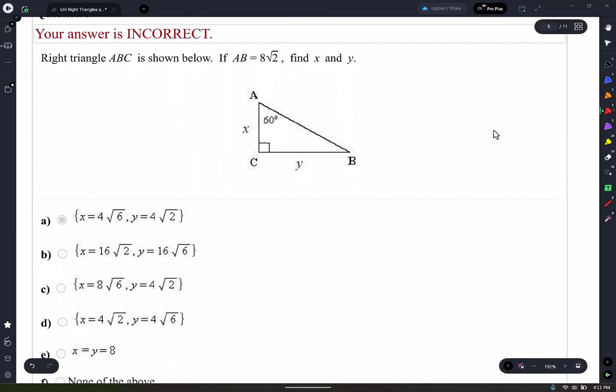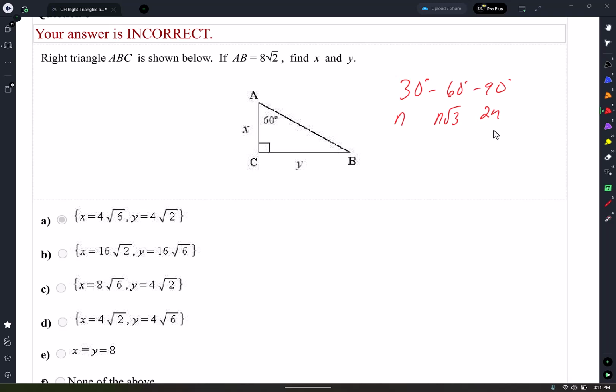All right, here we go. Again, 30, 60, 90 triangle. I know, guys, this is kind of lengthy, so if you're tired, I know this can be cumbersome. But thankfully, we still have another day here. So I'm going to write n, n square root of 3, 2n. They gave me AB, that's the hypotenuse, 8 square root of 2. So I'm going to write 8 square root of 2 below the 2n. So 2n equals 8 square root of 2.